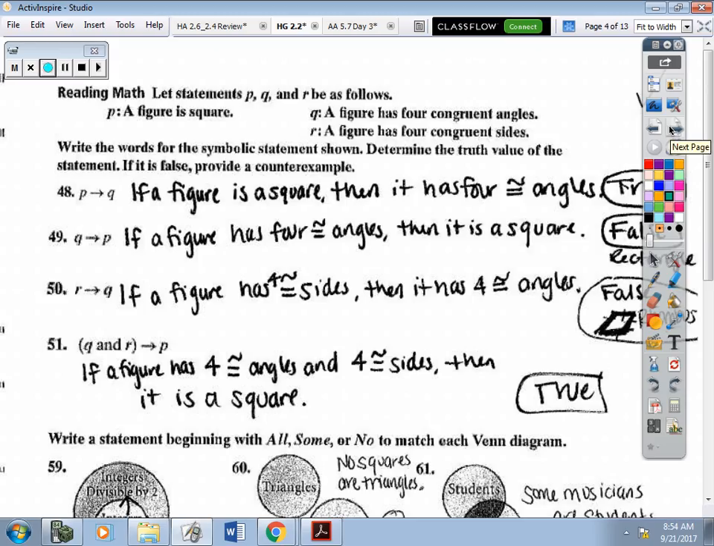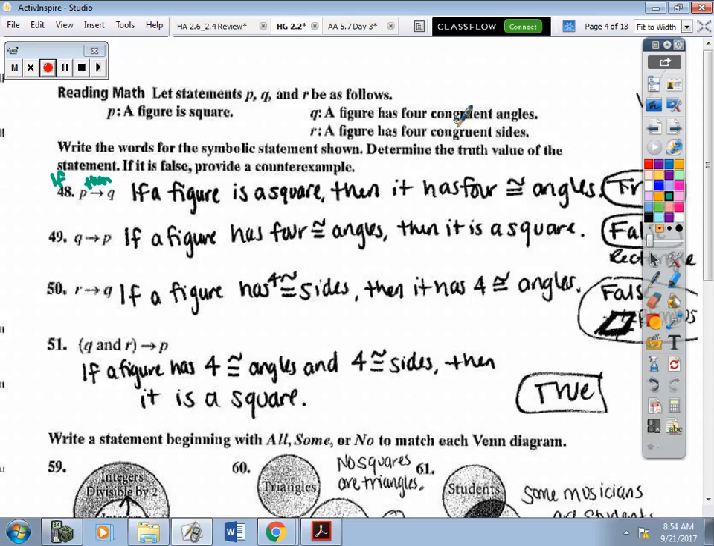Some of you didn't read the directions on the back, and I think you thought the sentence in your head, you just didn't write it out. So just make sure you write the words. Remember, the arrow symbol is the conditional symbol. So really, you're always going to put the word if before whatever statement P is. The arrow goes where the then would be in the sentence. So that's why we got if a figure is a square, then that figure has 4 congruent angles.